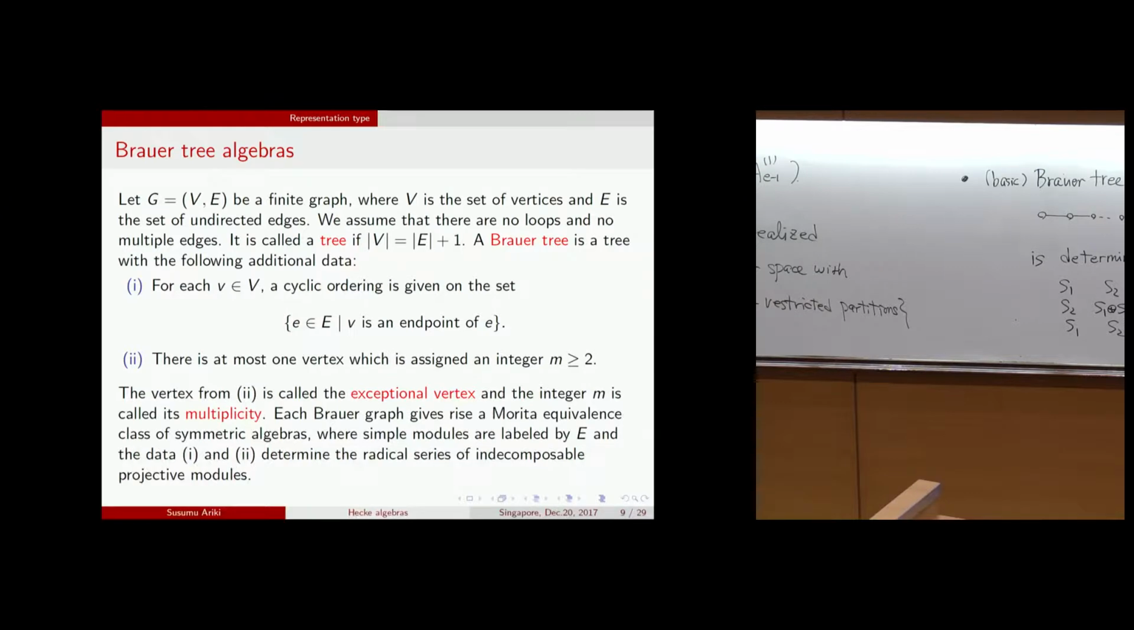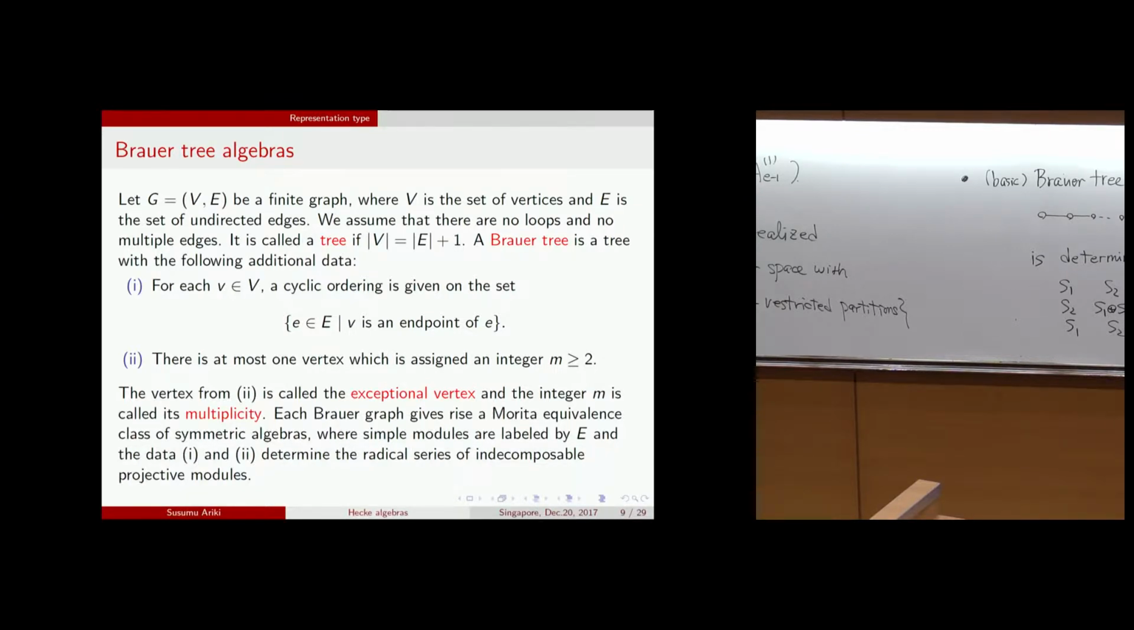So let G be a finite graph, where V is a set of vertices and E is a set of undirected edges. So this is an undirected graph, and we assume that there are no loops and no multiple edges. And it is called a tree if the number of vertices is 1 greater than the number of edges. This is the standard definition in graph theory.